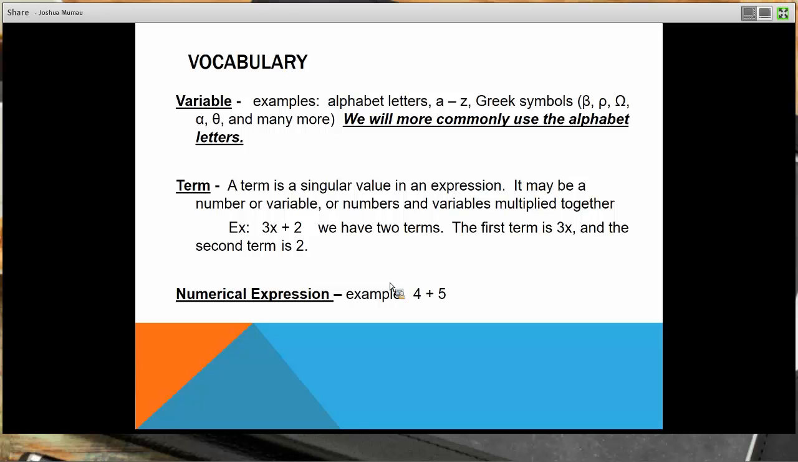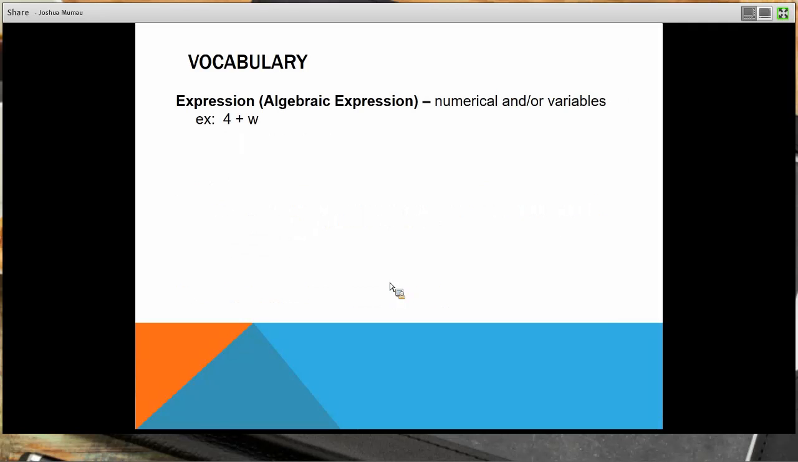Next, we have a numerical expression. A numerical expression is an expression that uses numbers. So it can be a combination of sums, differences, products, or division of numbers. So an example, 4 plus 5. Next, we have an expression, or what I like to call more so an algebraic expression. It has both numerical and or variables included in it. So an example would be 4 plus w.